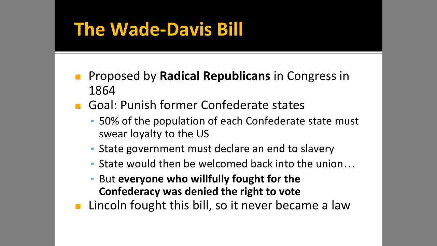And what they wanted to do was punish former Confederate states. They rebelled from the Union. They went to war with what used to be their home country and their home government. Many men died in this war, and they should be punished, according to radical Republicans. So here's what radical Republicans wanted. They wanted 50% of the population of each Confederate state to swear loyalty to the U.S.